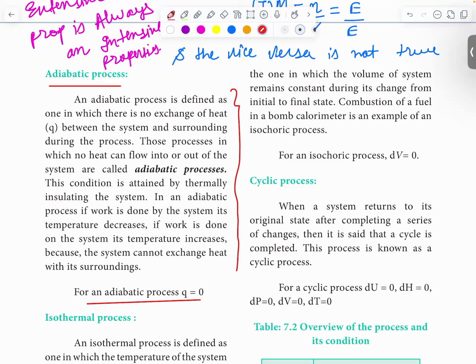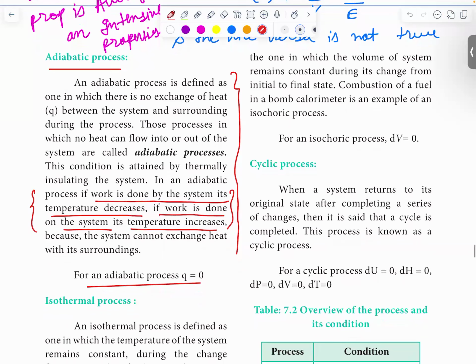Because before the first law of thermodynamics, it is written that when work is done by the system, its temperature decreases, meaning adiabatic expansion causes cooling. If work is done on the system, its temperature increases, meaning adiabatic compression causes heating. But you can understand these points after studying the first law of thermodynamics, so I'm not explaining it right now.